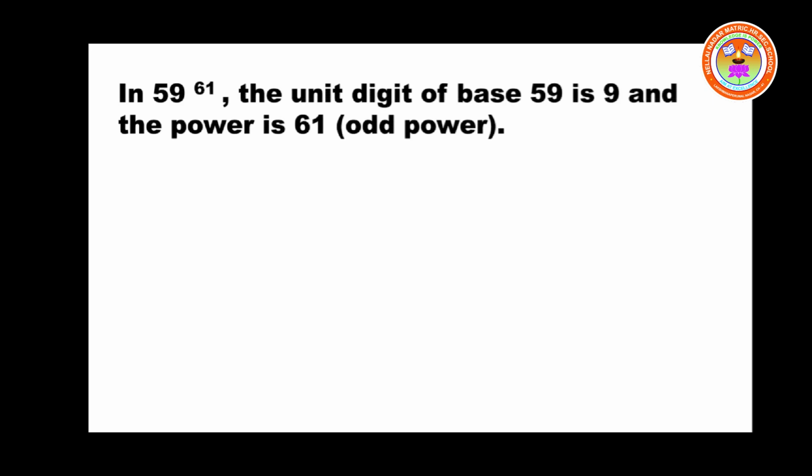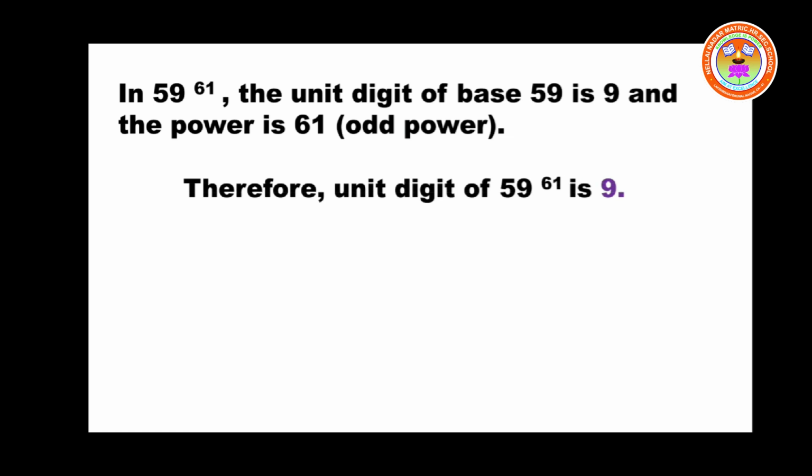In 59 power 61, the unit digit of base 59 is 9. What is the number present in that unit digit place? 9. And the power you have is 61. Is 61 odd or even? It is an odd number, so you can write odd power. For example, if you take 9 twice, 9 nines are 81. If you multiply 81 into 9 again, the last digit will be 9 only. So therefore, the unit digit of 59 power 61 is 9.